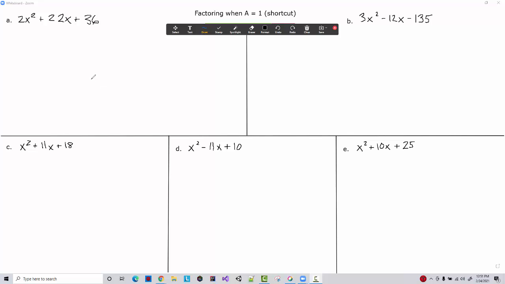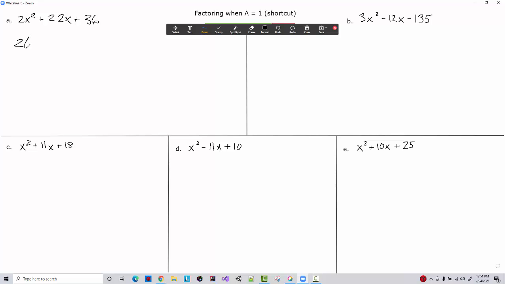All right, so in this video, we did factor by grouping, and then once we learned how to factor by grouping, we used the AC method. And toward the end of the AC method, we did some where A was equal to 1. And so all 5 of these are when A equals 1. You might look at these and say, well, A is 2, and over here A is 3. Well, true, but what can we factor out of letter A?